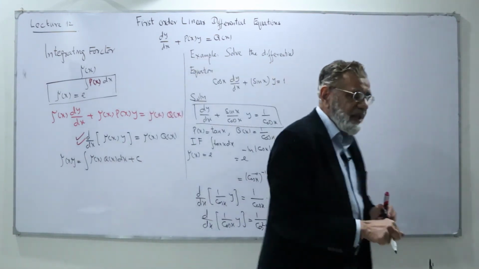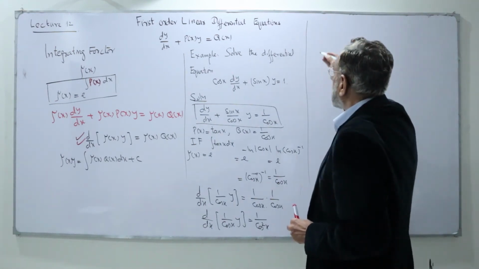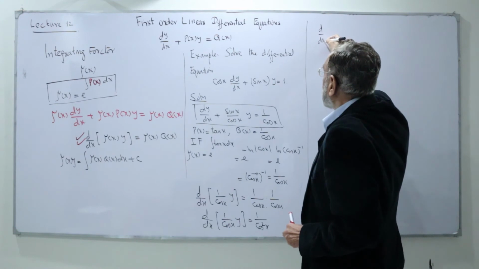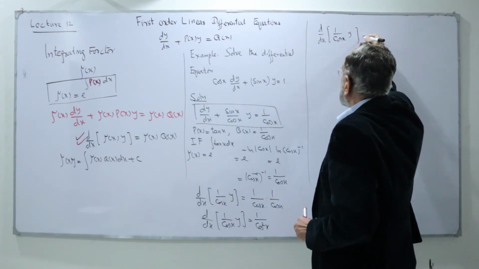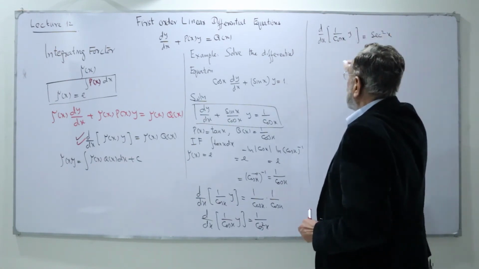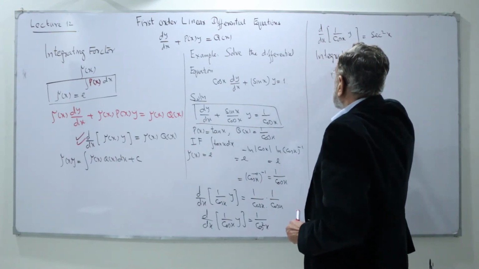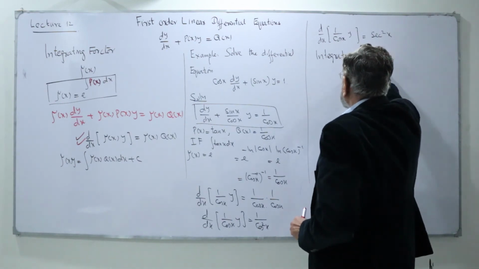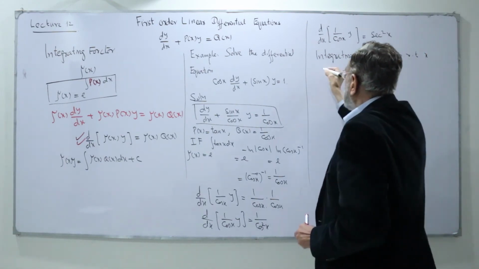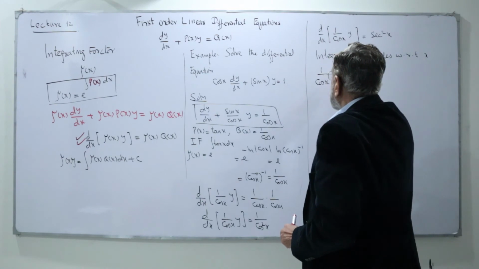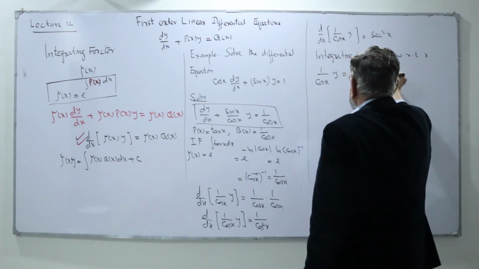I hope you know that 1 over cosine square x is secant square x. So I can rewrite this: d by dx of 1 over cosine x into y is equal to secant square x. We integrate both sides with respect to x. What do we get? We get 1 upon cosine x y is equal to integral secant square x dx plus constant c.